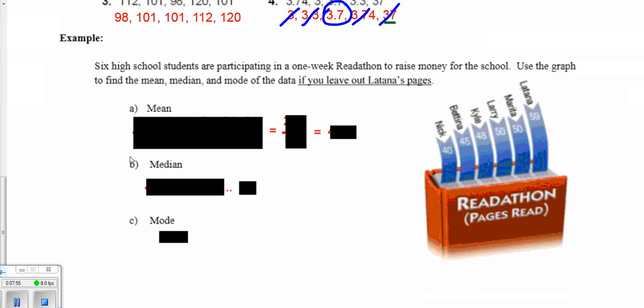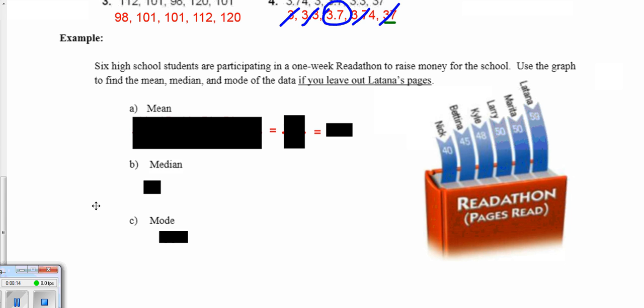So let's look at some other examples. 6 high school students are participating in a 1-week readathon to raise money for the school. We're going to use the graph to find the mean, median, and mode of the data, if you leave out Latana's pages. So, working towards finding the mean, again, recognizing that we're leaving out Latana's pages. We're not going to include this bar.